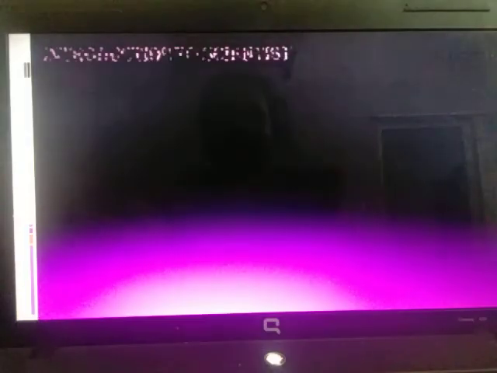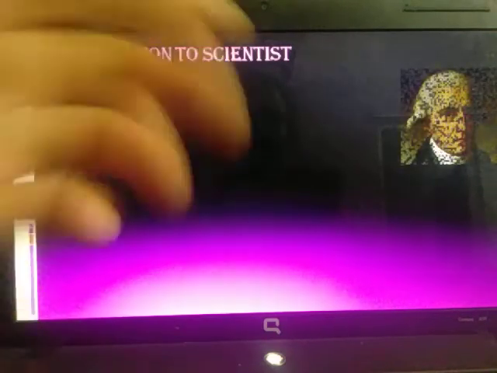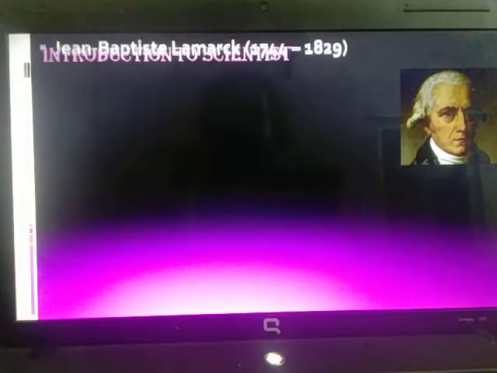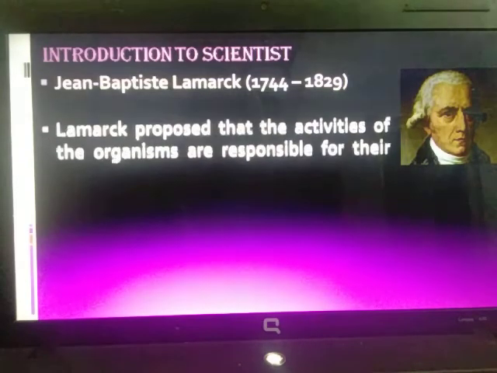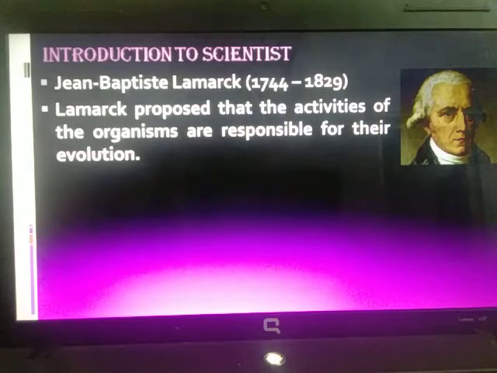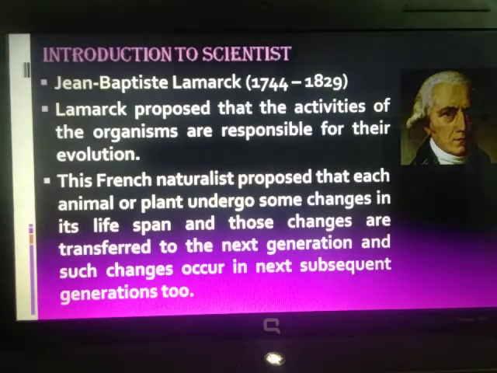Now let us see who the scientist Jean-Baptiste was. So he is here, I have placed his photo here. Jean-Baptiste Lamarck was born in the year 1744 and died in the year 1829. Lamarck proposed that the activities of the organisms are responsible for their evolution. So just now I have explained about this. Fine. Then this French naturalist.